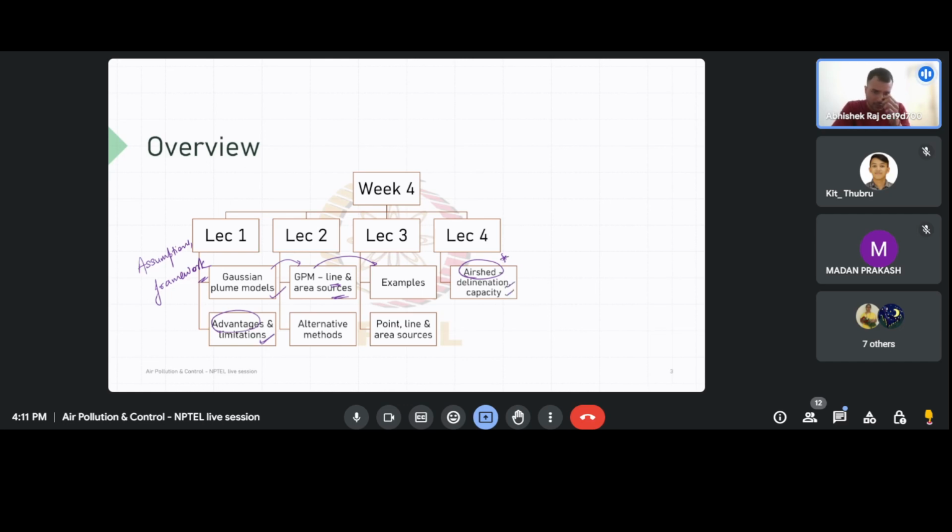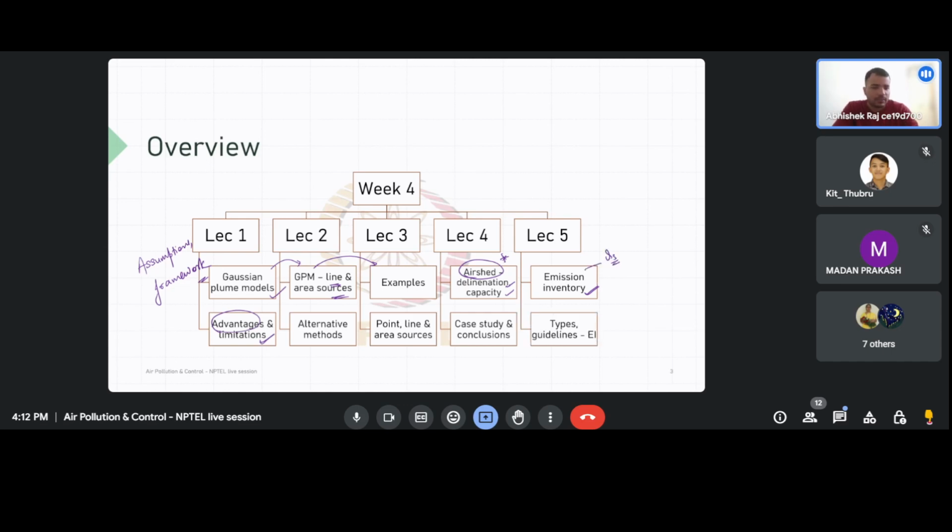Delineation, what is the capacity of an airshed? Coming to the final part of lecture four, a case study was discussed for airshed and some conclusions and inferences were made. Finally, in lecture five, the topic of emission inventory was discussed. We'll have questions on this also. And finally, the types and the guidelines for emission inventory were discussed in lecture five. So this was a broad overview for this week.